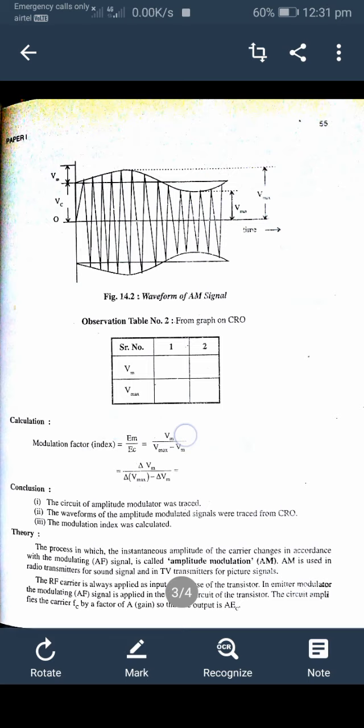The RF carrier is always applied as input to the base of the transistor. In the emitter modulator, the modulating AF signal is applied in the emitter circuit of the transistor. The circuit amplifies the carrier EC by the factor of A, A meaning gain, so that the output is A EC.